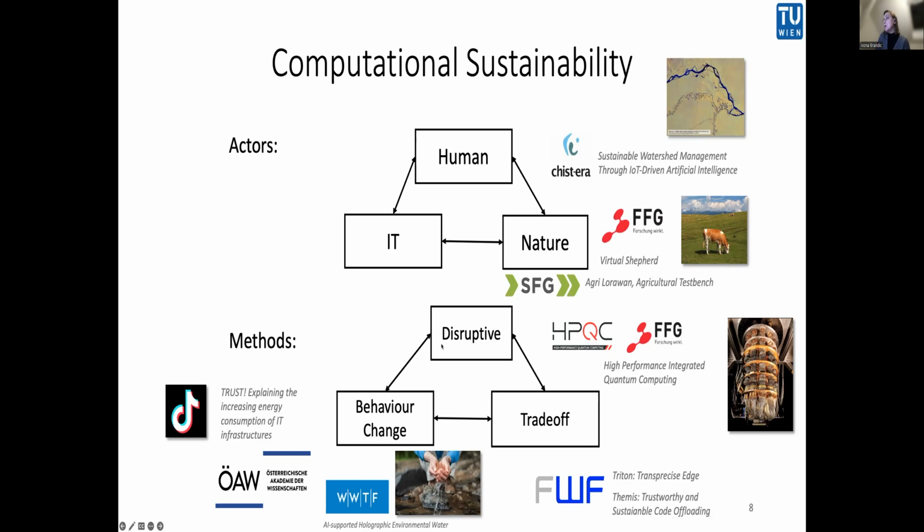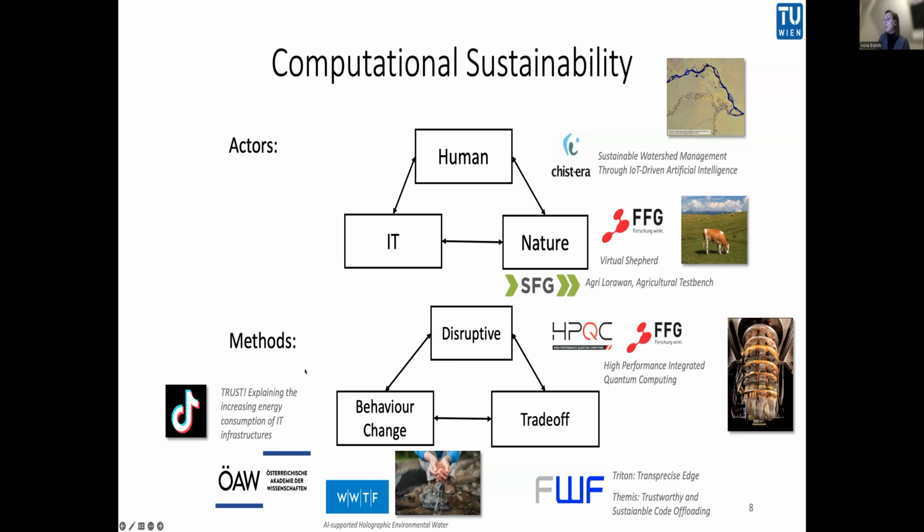We are working also on some disruptive methods, for example, by including quantum computers in high-performance computing environment when necessary and when useful, also for the sake of sustainability. And we are developing different trade-off mechanisms, for example, transprecise edge, where we develop formal methods to prove the transprecision, which means if you give up a certain dimension to make sure and give certain guarantees about the behavior of the software. And also we develop code offloading mechanisms also for the sustainability issues.